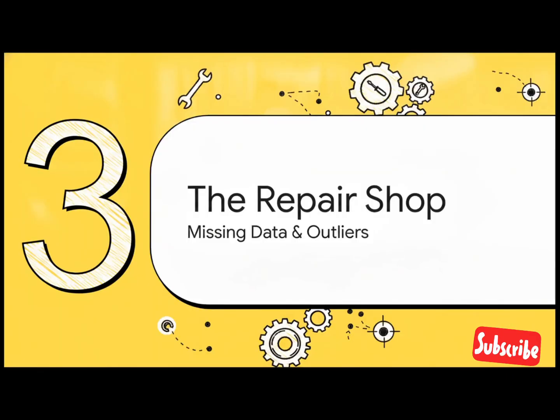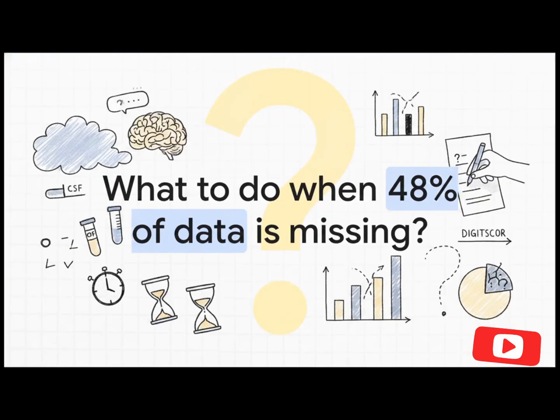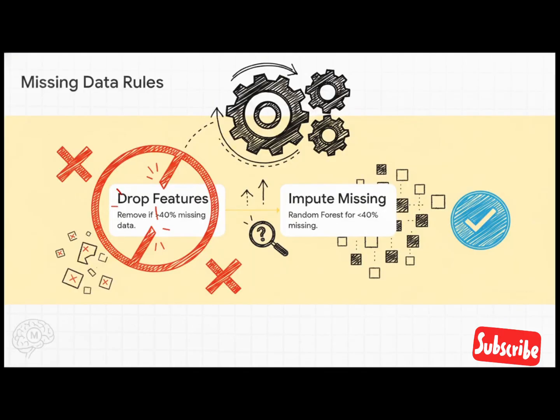And that leads us straight into Station 3, the repair shop, where we systematically handle missing data and outliers. Think about this for a second. How do you handle a vital clinical feature, like a CSF biomarker, when 48.35% of the data is just completely missing? Or what about the digit score cognitive test, which is missing over 66% of the time? You have to strike a balance between preserving information and controlling noise.